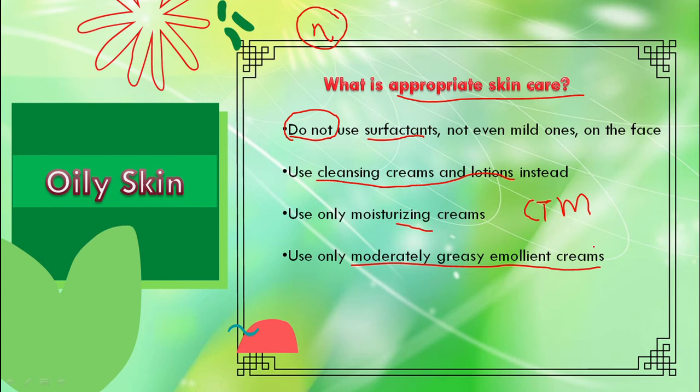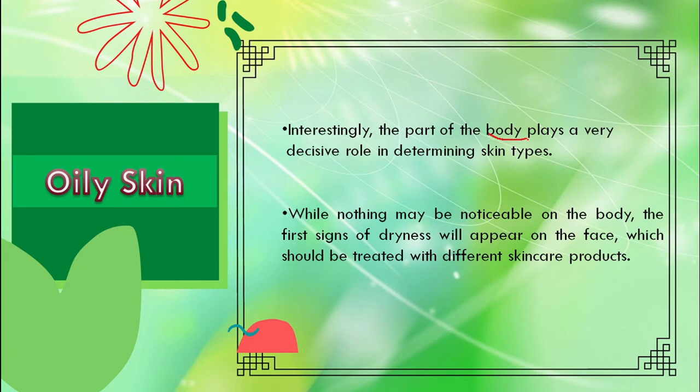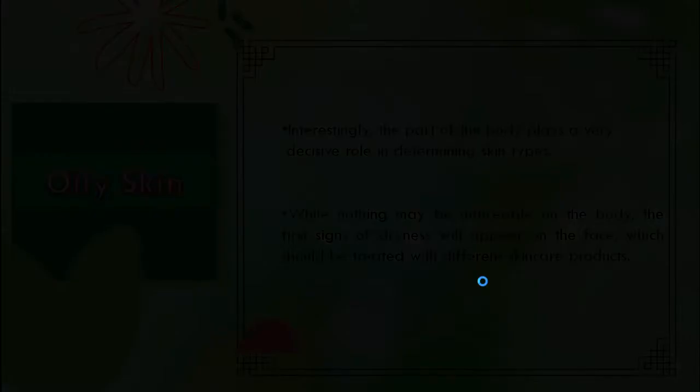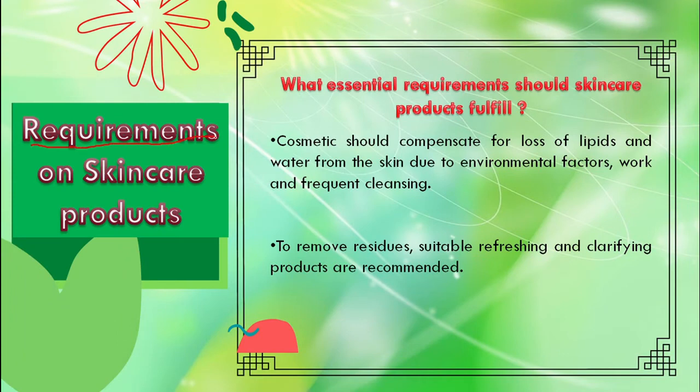It's very interesting. The part of the body plays a very decisive role in determining skin type. While nothing may be noticeable on the body, the first sign of dryness will appear on the face, which should be treated with a different skincare product. After discussing the whole and soul of the topic, it's also important to know about the product. That means how to choose a particular type of product and what essential requirements a skincare product should fulfill. Once we understand, it is easy to choose the product and use it.